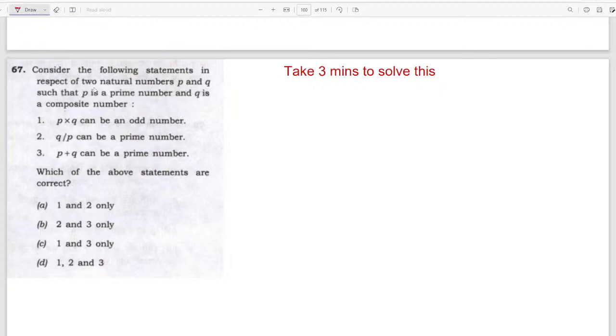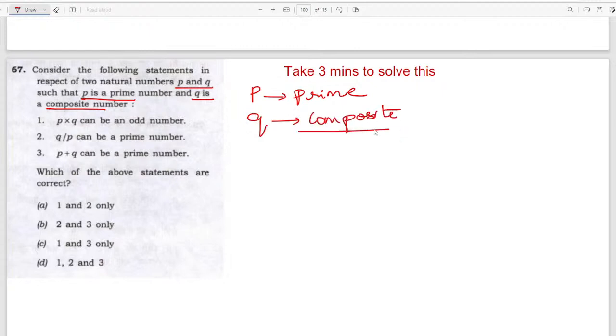Consider the following statements in respect of two natural numbers p and q such that p is a prime number and q is a composite number. Composite is formed by two or more prime numbers. So they have given these three statements and we have to check which of these is correct.